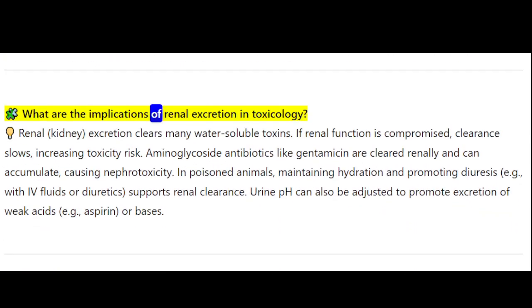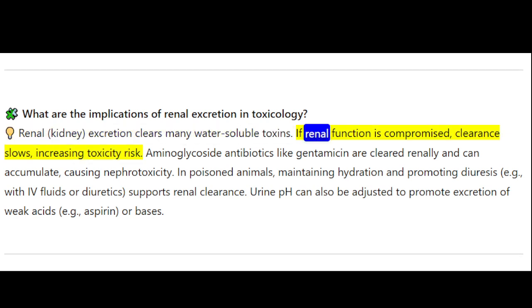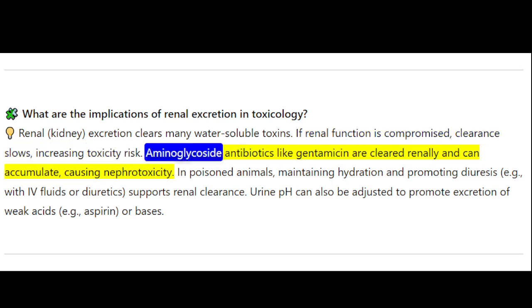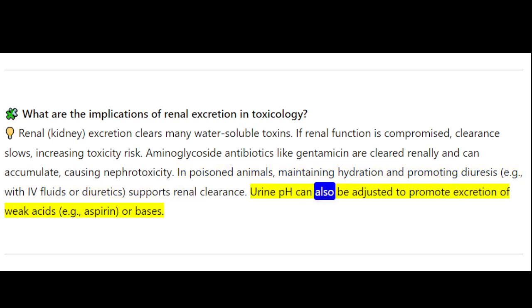What are the implications of renal excretion in toxicology? Renal, kidney, excretion clears many water-soluble toxins. If renal function is compromised, clearance slows, increasing toxicity risk. Aminoglycoside antibiotics like gentamicin are cleared renally and can accumulate, causing nephrotoxicity. In poisoned animals, maintaining hydration and promoting diuresis, for example, with IV fluids or diuretics, supports renal clearance. Urine pH can also be adjusted to promote excretion of weak acids, for example, aspirin, or bases.